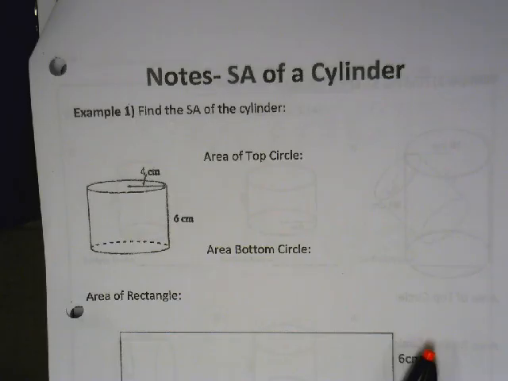What does the water represent? The volume. The water represents the volume. How much water fits in this cylinder? That would be volume. So the water is the volume. So what would the plastic be? The surface area.